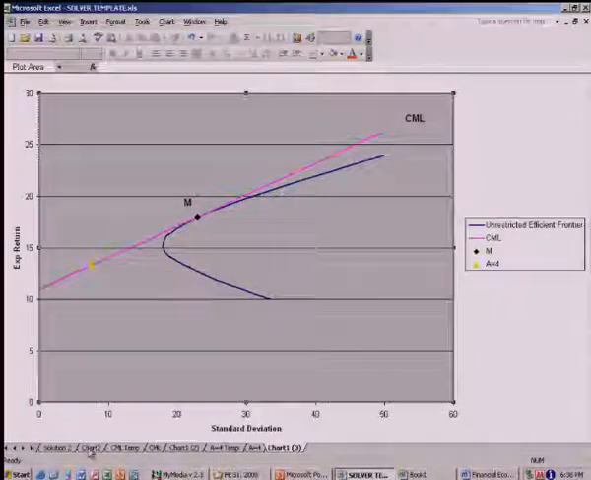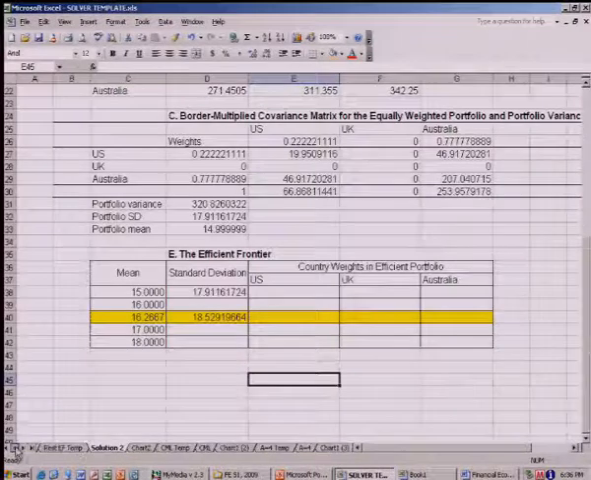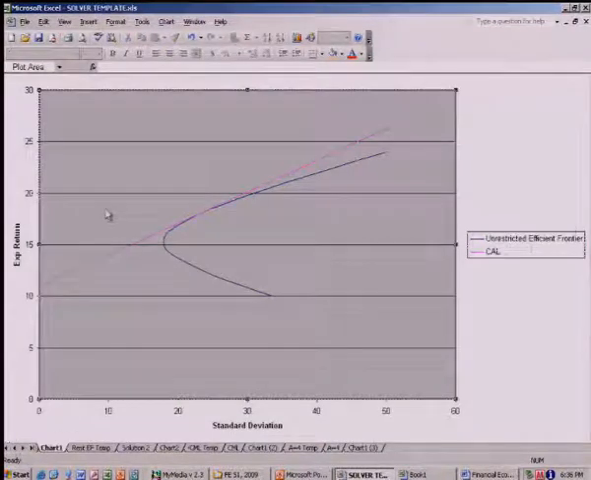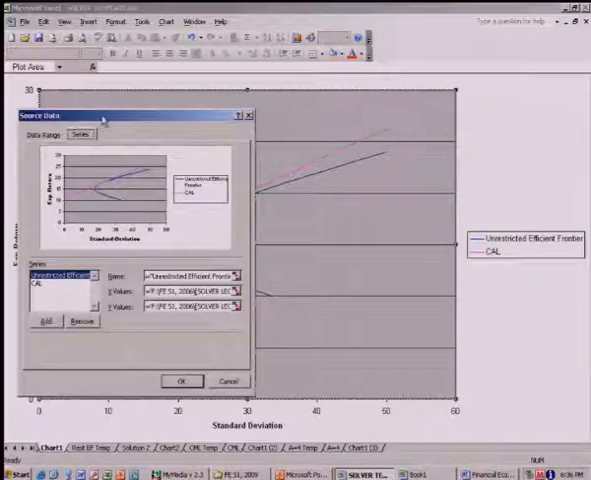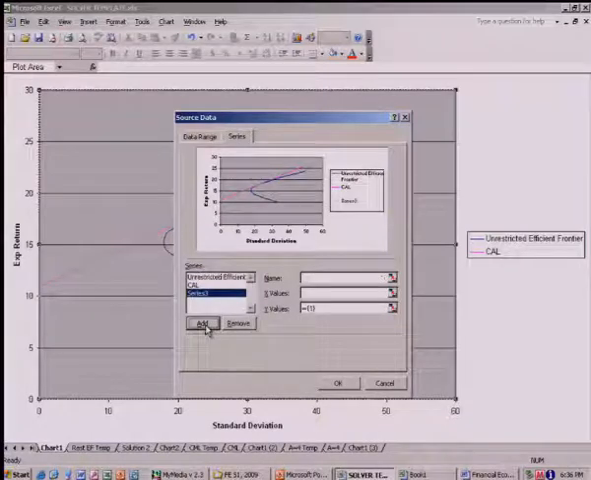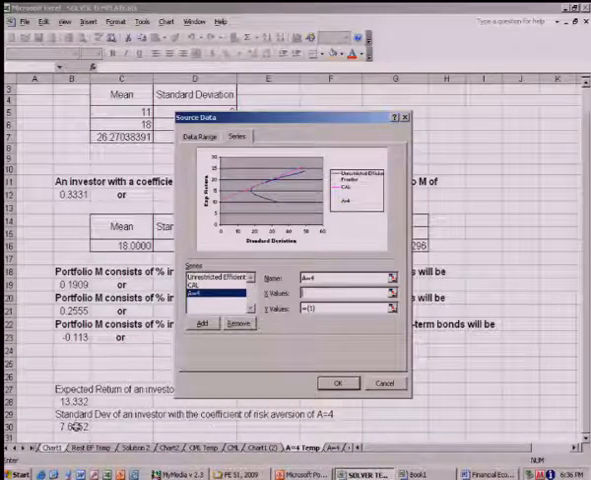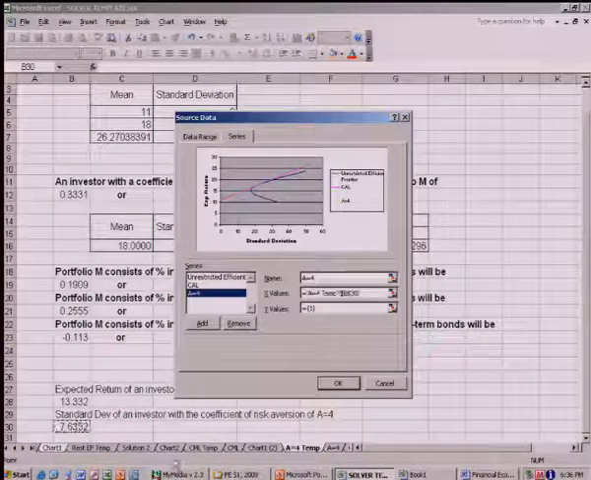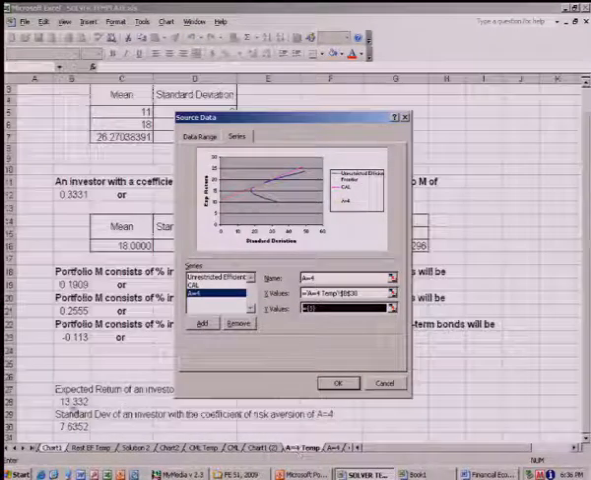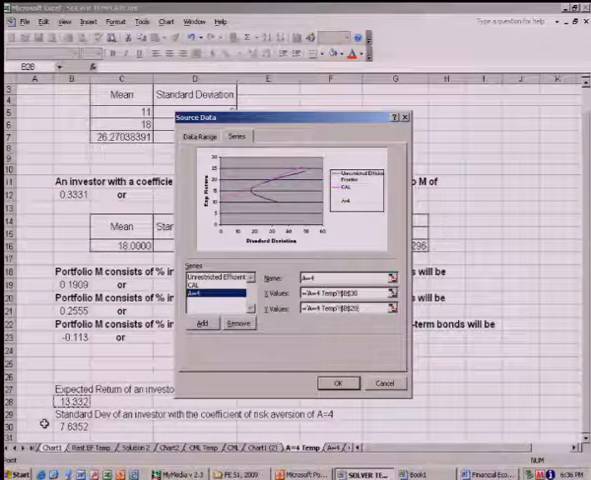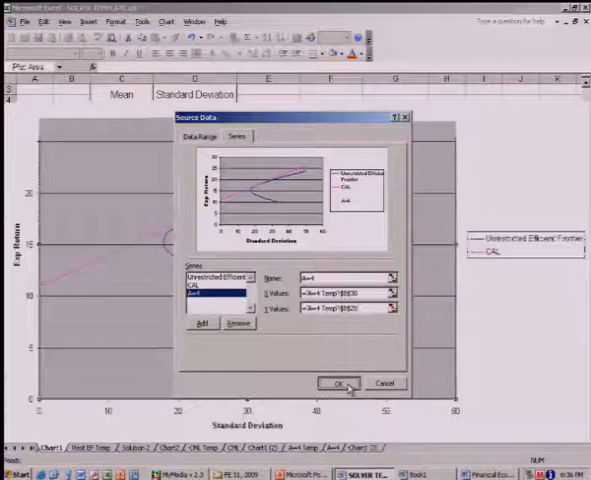So I'll go back to my original chart, if I can find it now. Just bear with me. So this is my original one. So I right-click on it, go under the source data, and then add the next series. And for the next series, I'll just name it A equal to 4. I have to enter the X value, which is the standard deviation. So I'll go back to my calculations, and I'm going to say that needs to be equal to 7.6. Then I will enter the Y value, which is 13.33% that I just calculated. And I just click on OK.